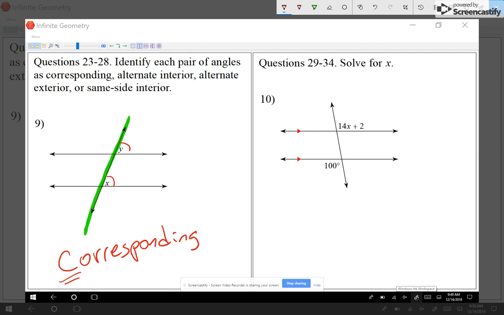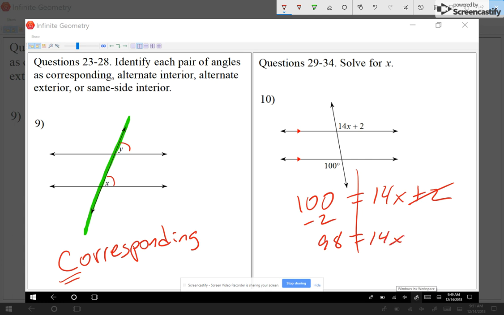When I look at my example number 10, I have alternate exterior angles, and I know alternate exterior angles equal each other. So I'm just going to say 100 equals 14x plus 2. I'm going to subtract 2 from each side. So 98 equals 14x. Divide both sides by 14. X in this case is 7.